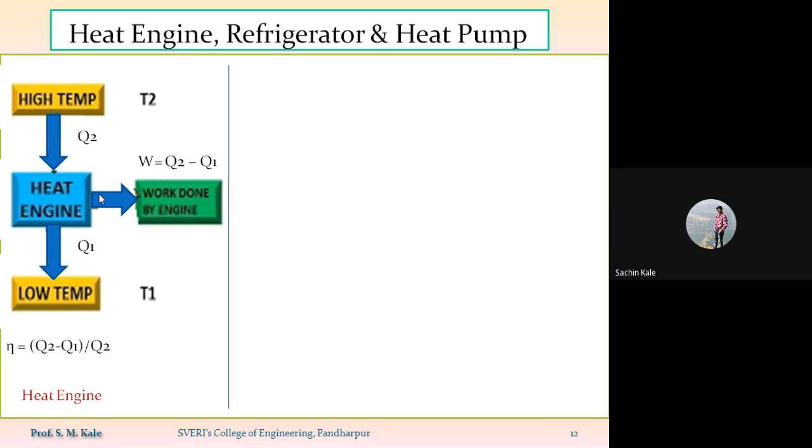And the standard cycle on which heat engine work is called as a Carnot cycle. So this is called as a heat engine. Now next term is called as a refrigerator. So refrigerator is called as a reverse of heat engine. Why refrigerator is called as a reverse of heat engine? Can anybody tell me?